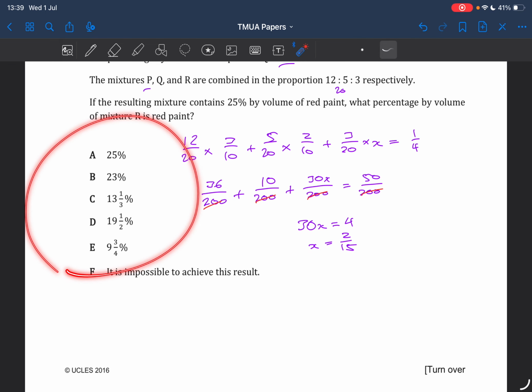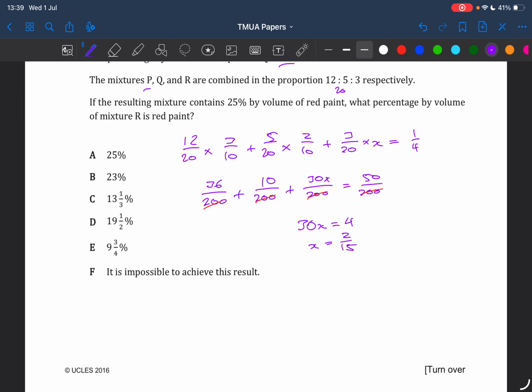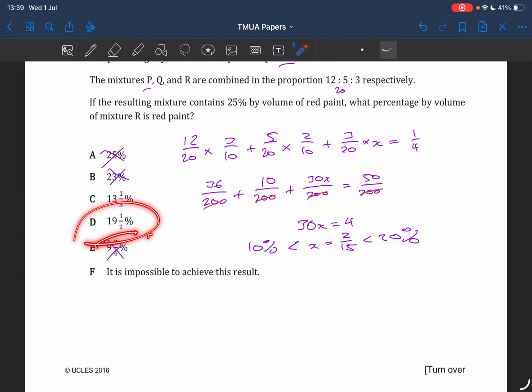So we want percent on that. That is obviously bigger than 10%, isn't it? But it is less than 20%. So get rid of those. Is it very nearly 20%? Well, that would be 3 on 15 is exactly 20%.